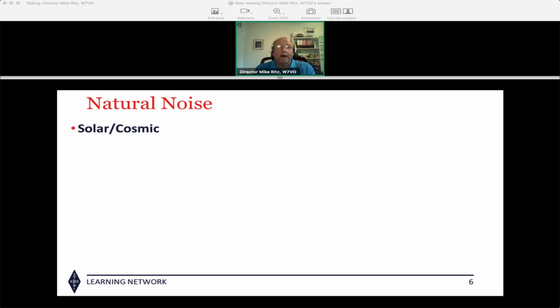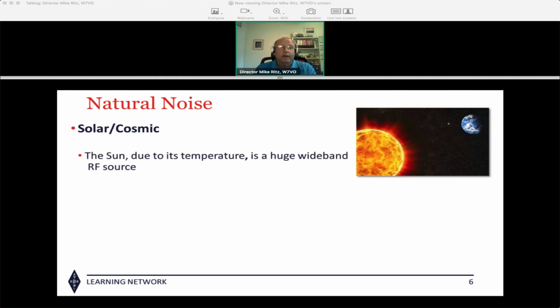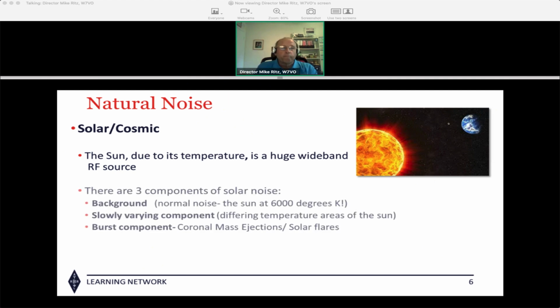So let's talk a little bit about natural or solar noise. The sun, by the way, due to how hot the darn thing is, is a huge wideband RF source. It basically puts out everything from 1 kilohertz noise all the way up into the microwave and then beyond into the gamma rays and X-rays, and it's broadband. There are 3 components of this solar noise. One of them is called the background noise, and this is the normal noise that the sun makes just because it's so hot. There are different areas of the sun that are at different temperatures that emit different levels and frequencies of noise, and that's called the slowly varying component.